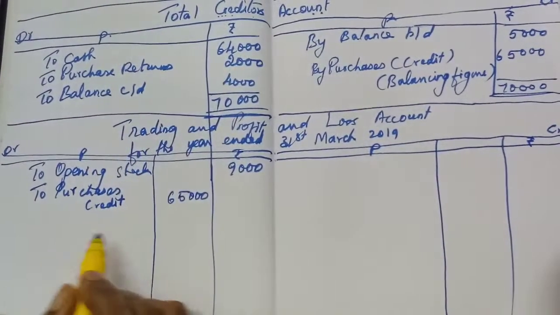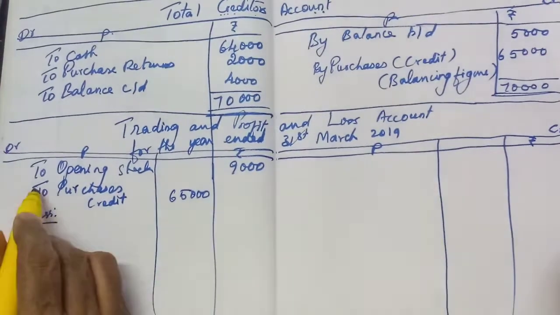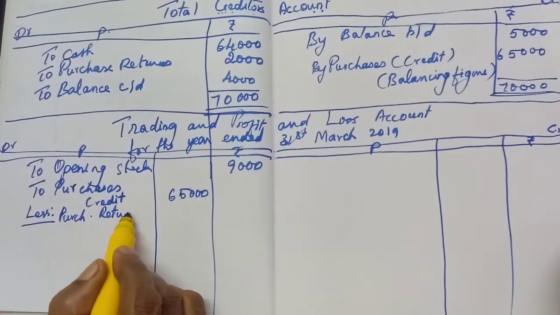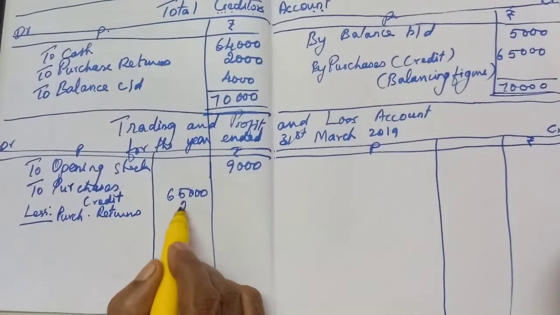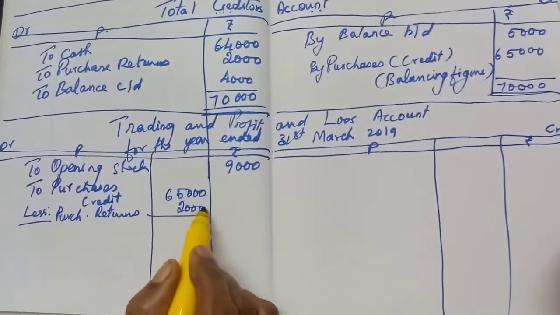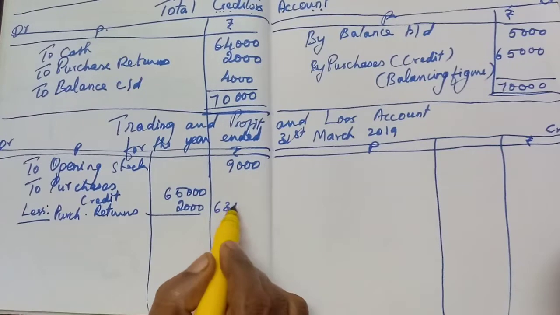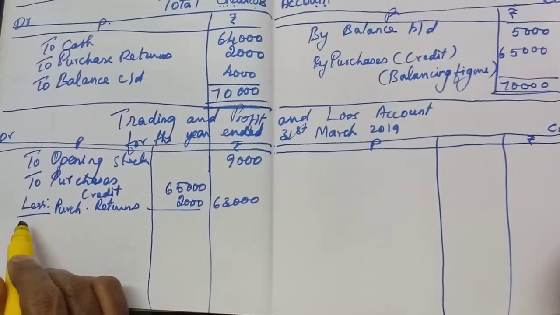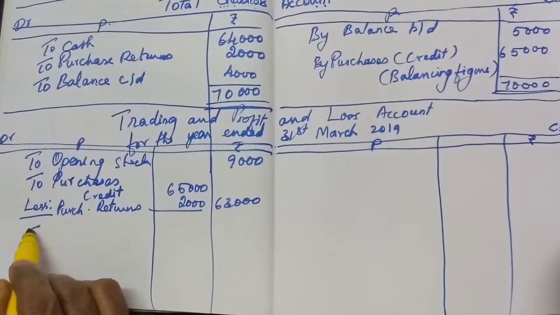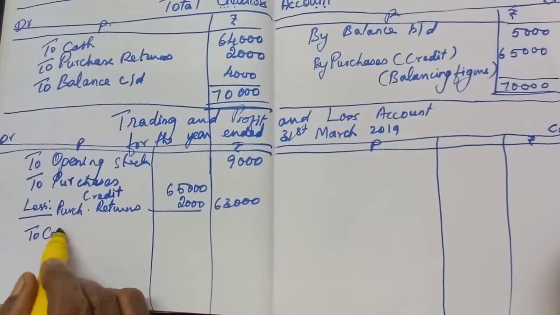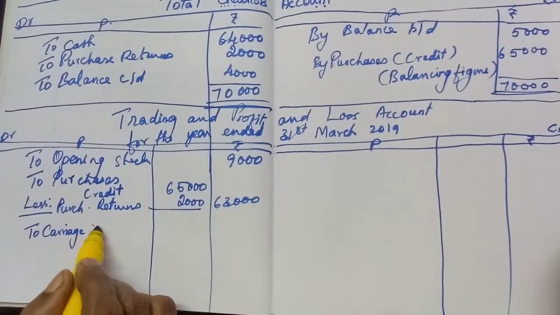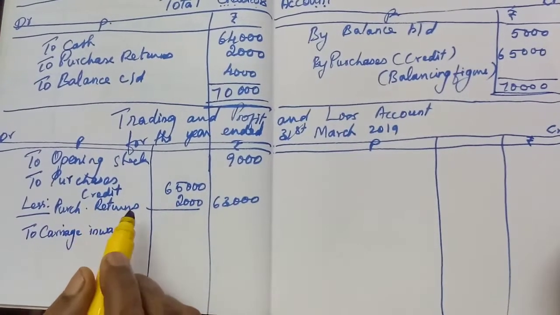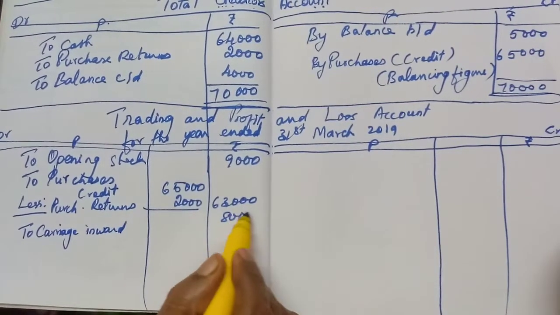Then purchase return is also available. So less, just below, you write purchase returns, 2,000. How much will we get? Straight to 2,000 you should write, 63,000. Okay, after purchases you should check what are the direct expenses. I told you there is only one direct expense, that is carriage inward. You know, carriage inward is a direct expense, carriage outward is an indirect expense. So that is 8,000, right, outer column.